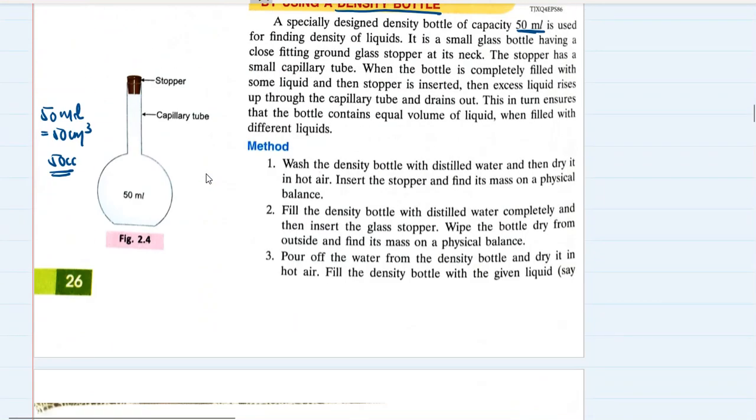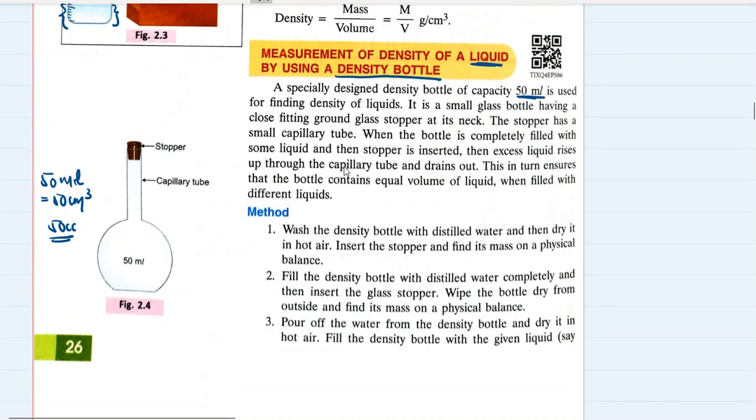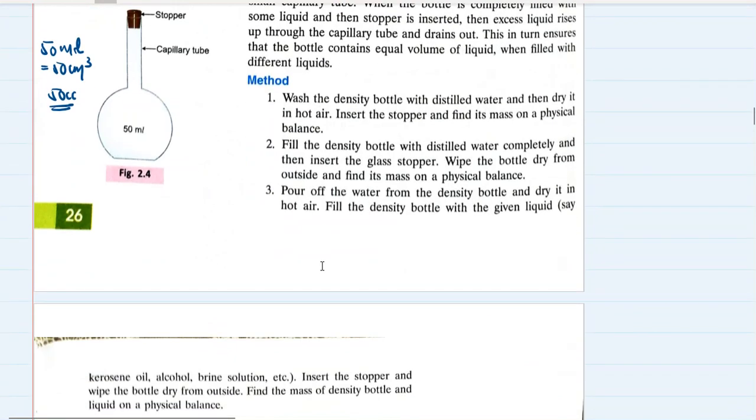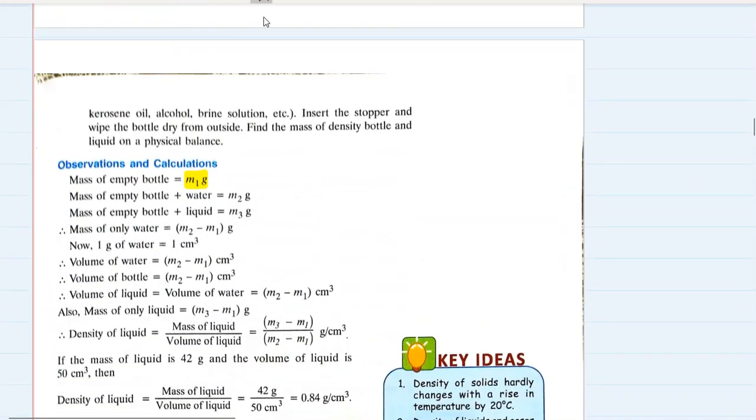Then the second step: we have to fill the density bottle with distilled water completely and insert the glass stopper. This is a glass stopper, not a cork stopper. Then wipe the water dry from outside and find its mass on the physical balance. The second reading which we have taken is the mass of empty bottle plus water, m2 grams.